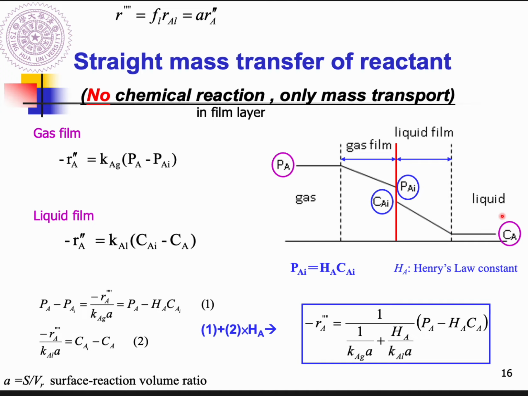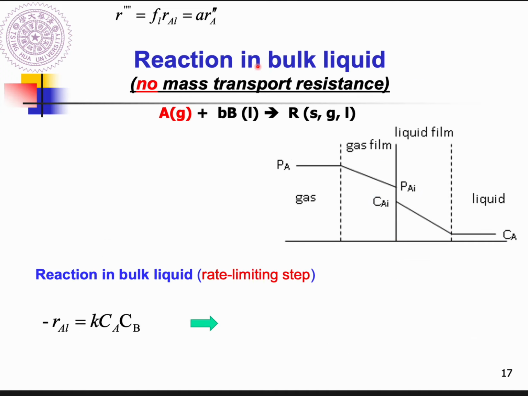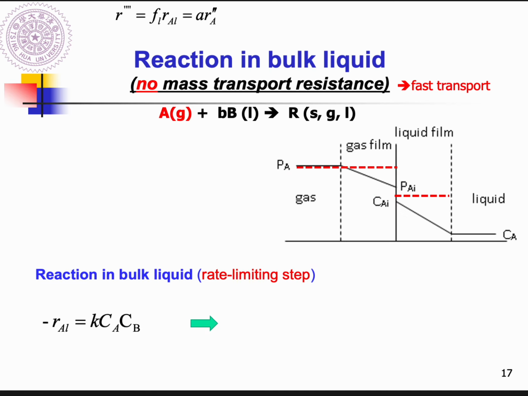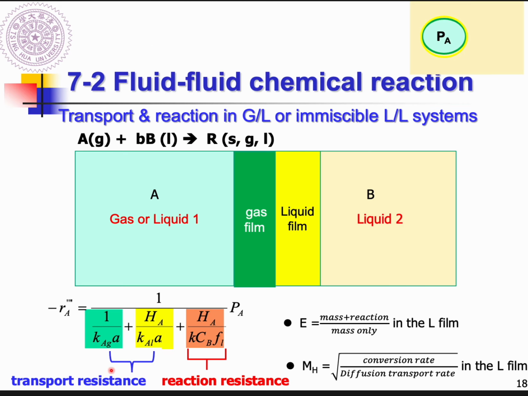And the second part would be when mass transport is very fast. Fast means the concentration or partial pressure of reactant A remains constant through the film layer, and the reaction only happens in the bulk liquid in this case. So we are going to combine these two results to get this rate equation for heterogeneous chemical reaction, and we want to highlight and discuss these results.